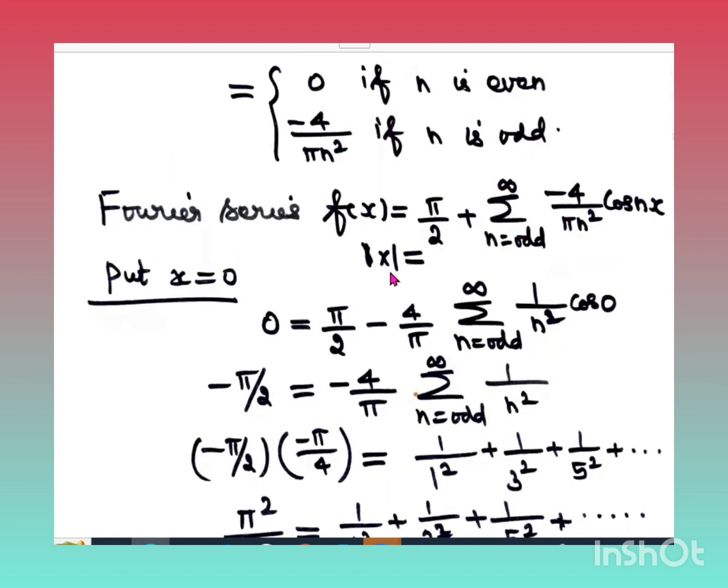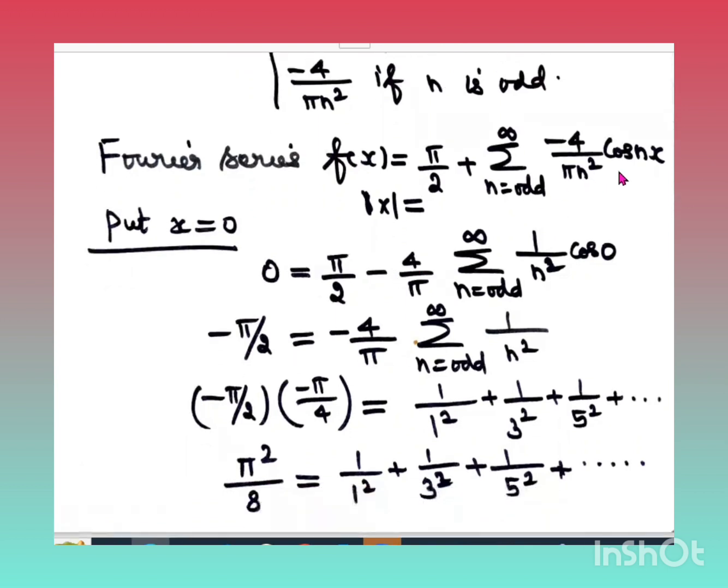So we have to deduce. For f of x, you have to write modulus x, that is given in the problem. By taking x equal to 0, therefore I am taking x equal to 0. Where x is, you have to apply modulus 0. So 0 is equal to pi by 2 minus 4 divided by pi summation n equal to odd to infinity 1 by n square cos 0, because x equal to 0. Cos 0 is 1. Pi by 2, if it goes to the left hand side, it will become minus pi by 2. It is equal to minus 4 by pi summation n equal to odd to infinity 1 by n square. So minus pi by 2 into minus pi by 4, which is equal to 1 by 1 square plus 1 by 3 square plus 1 by 5 square plus etc.